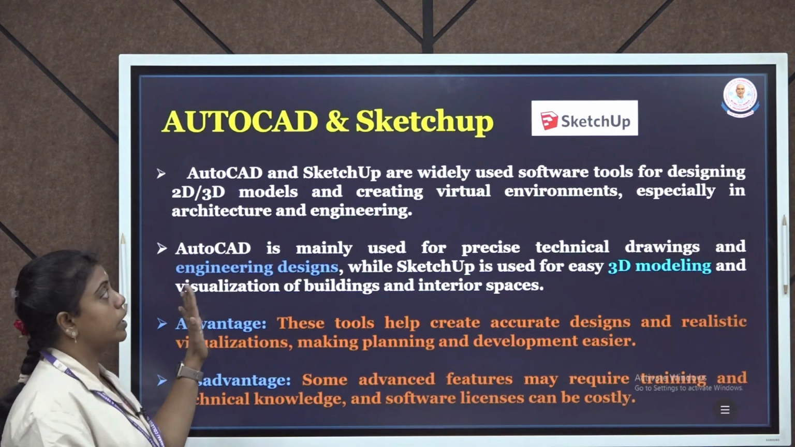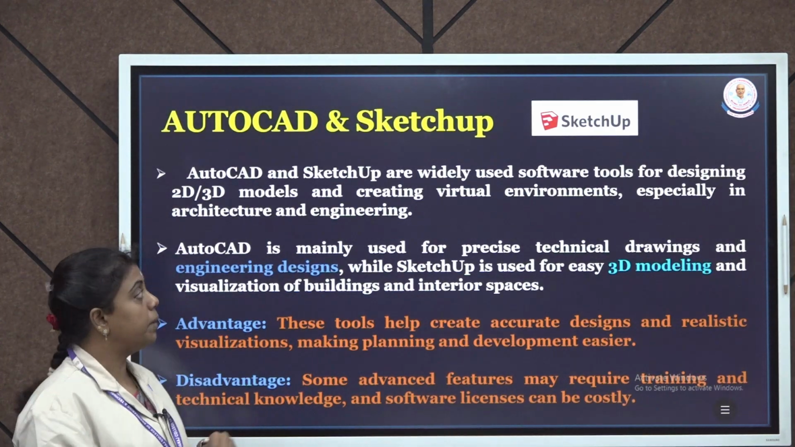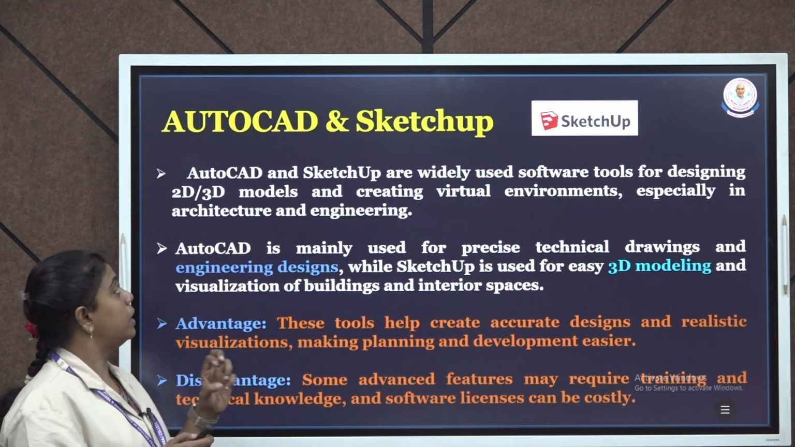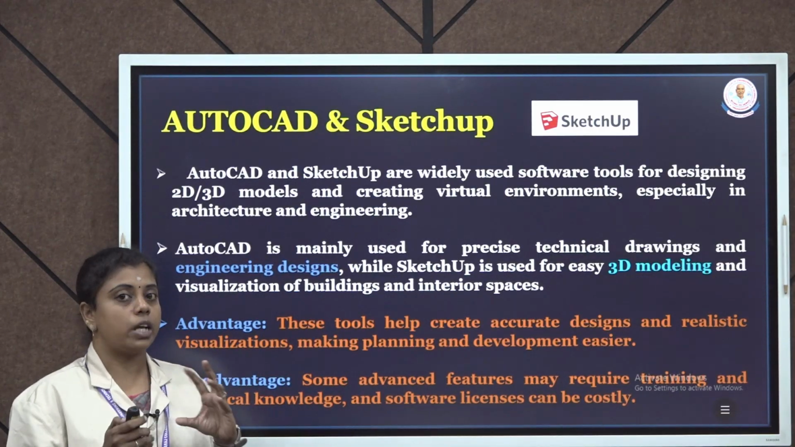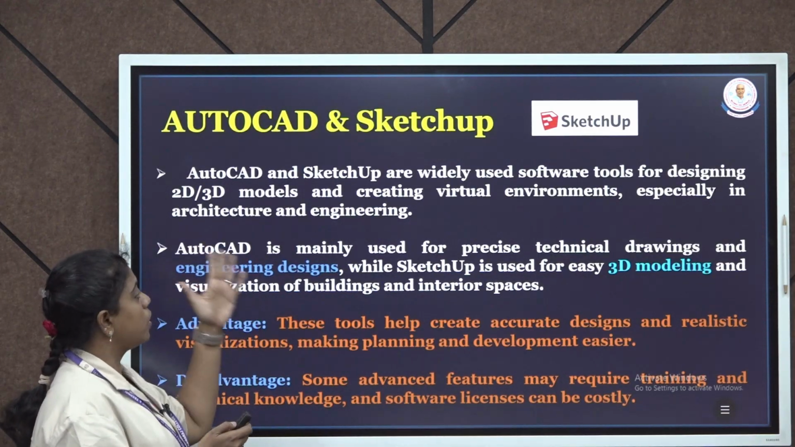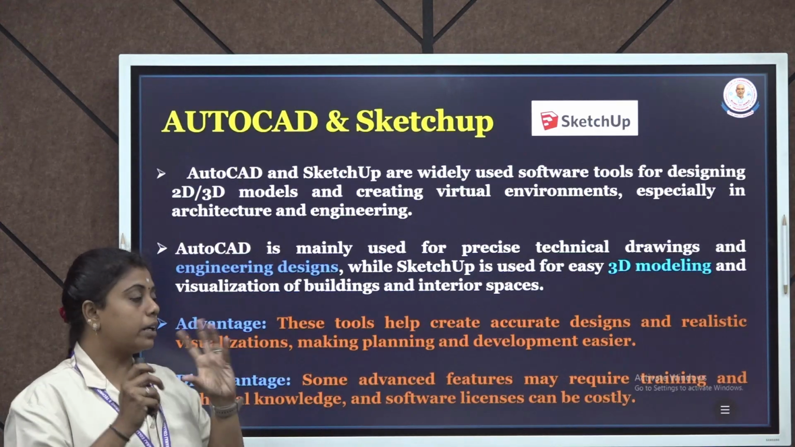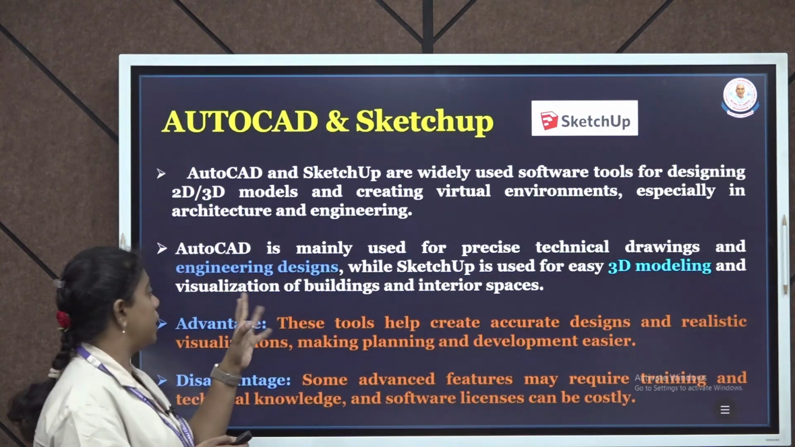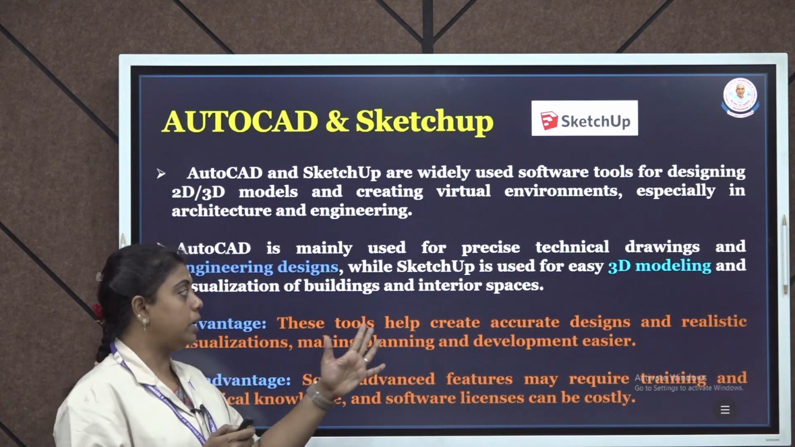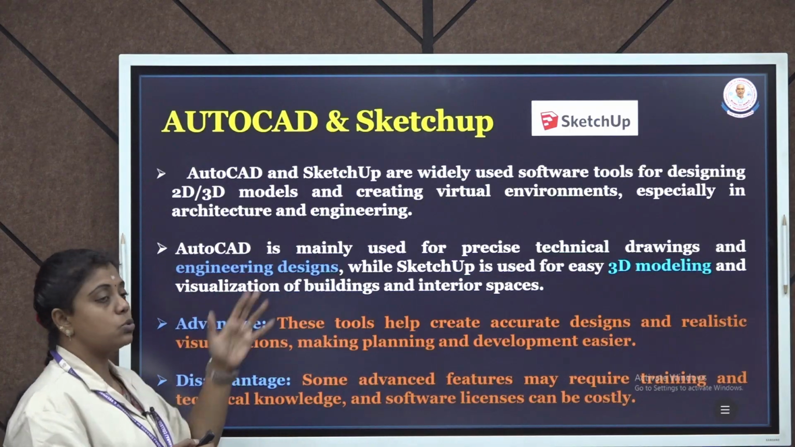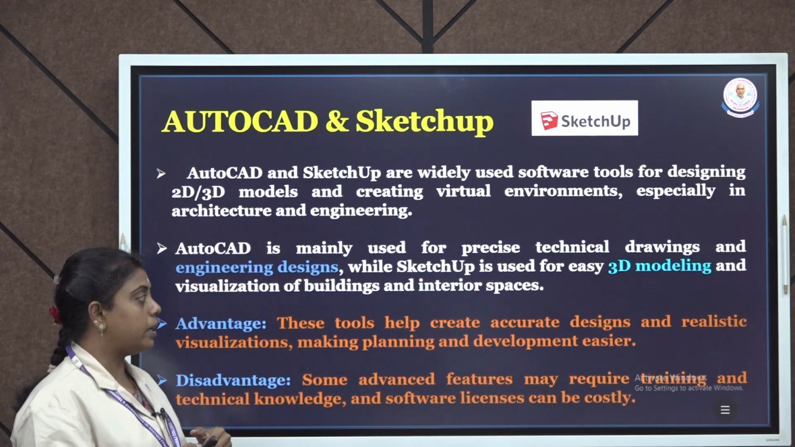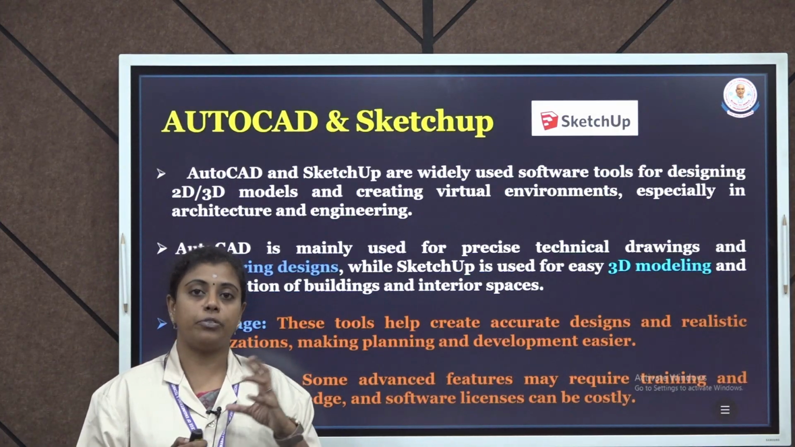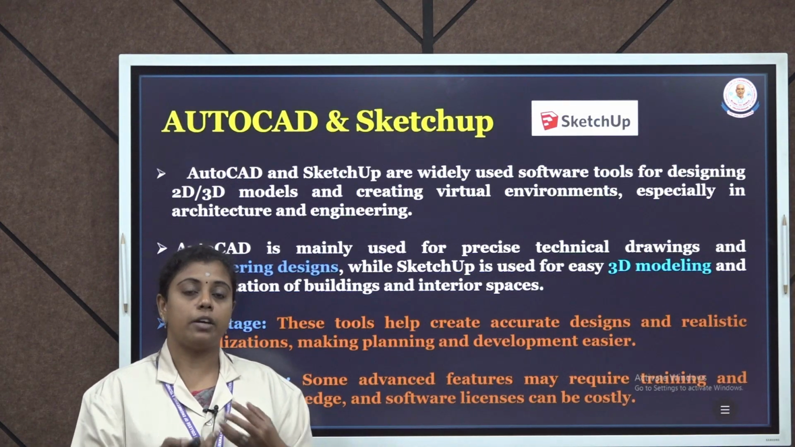So the next type of software is AutoCAD and SketchUp. These two software tools are mainly used in architecture and civil engineering. AutoCAD is mainly used for technical drawings and making designs, and SketchUp is used for 3-dimensional modeling and visualization of buildings and interior spaces. The advantage of these two software is that these tools create accurate designs and realistic visualization, making the planning of construction better.